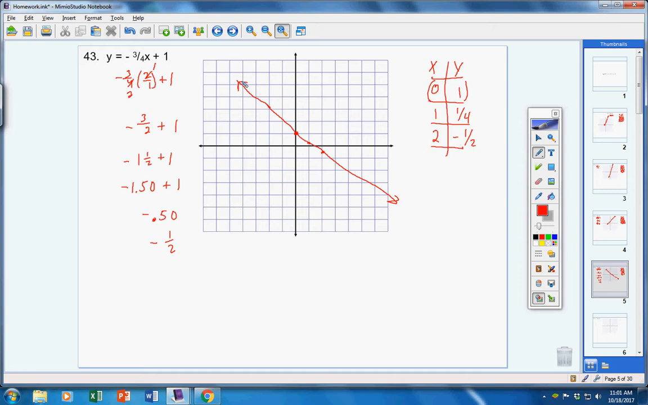Pretty simple stuff. Mr. Earhart, why don't you give us so many to really drill this into your heads? It's very important that you can not only graph linear equations well, but that you can graph them quickly. Very important.